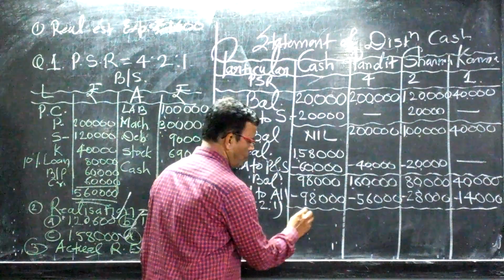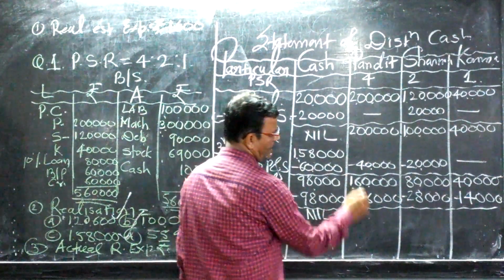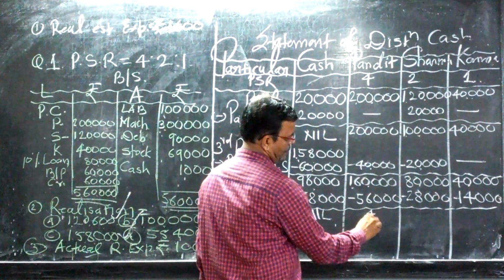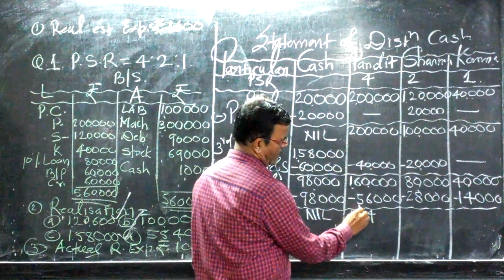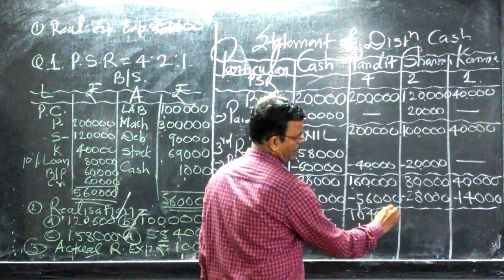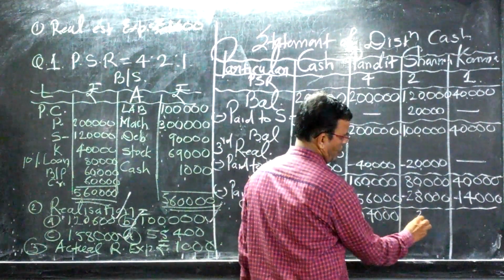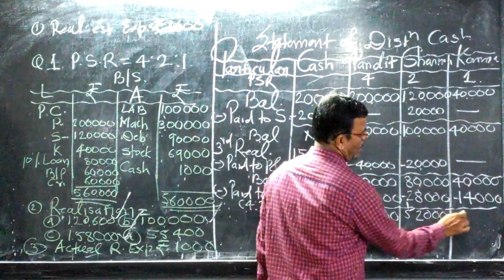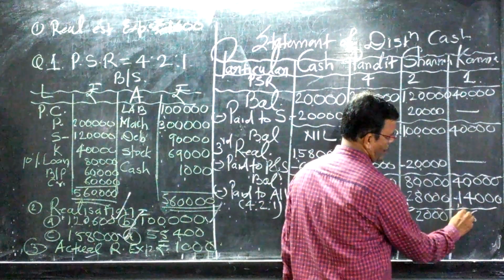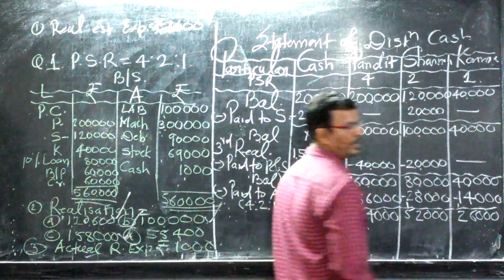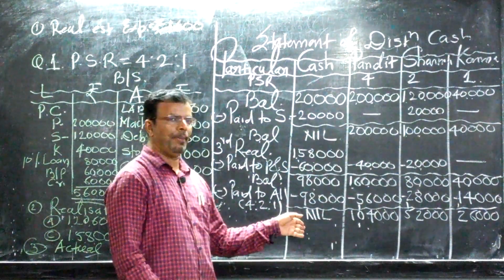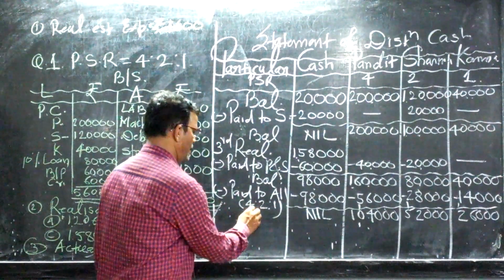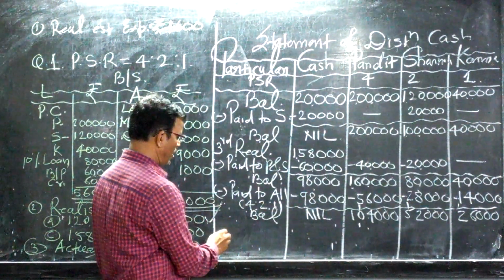Now do I have anything left? Nil. So how much remains here? 1,04,000. How much remaining here? 52,000. How much here? 26,000. Now do I have anything left? No. Balance 0. So I will take the fourth realization.